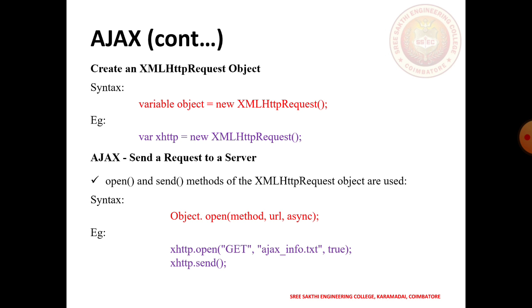Ajax sends a request to the server with the help of two methods, open and send. The open method contains three parameters: method, URL and asynchronous. The method is based on the HTTP request, whether it should be a GET or a POST method. Based on this, it can call the doGet or doPost method. The URL gives the URL of the server resource. Asynchronous is a boolean value; it holds either true or false. When the boolean value is true, it is an asynchronous application. When it is false, it is a synchronous application.